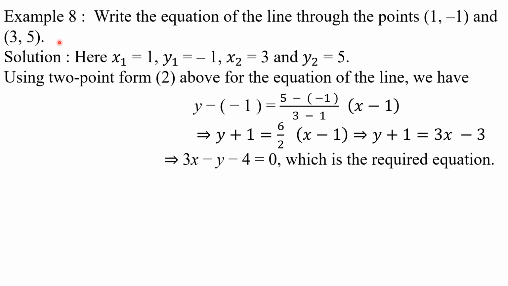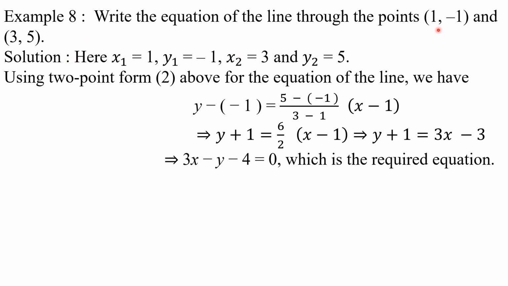What is given in the question? Two points on a line. The points (1, -1) and (3, 5) are lying on the line. Right. Then we have to write the equation of the line. Now come to the solution part.